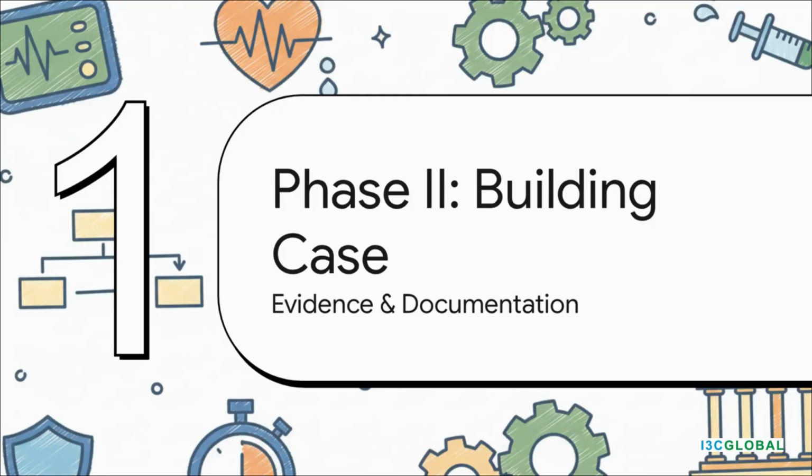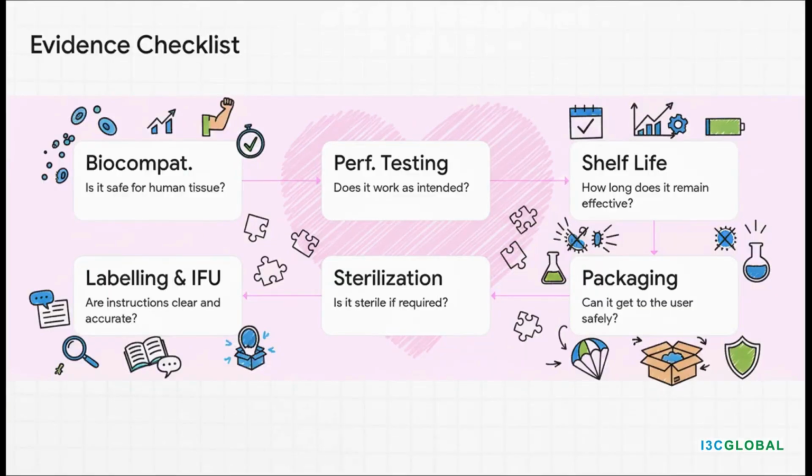All right, moving on to phase 2. So you've figured out you're on the 510(k) path. Great. Now the real work begins. This is where you've got to roll up your sleeves and build your case. You're basically a detective now, gathering all the evidence you need to prove, remember that key phrase, that your device is substantially equivalent to your predicate. So what kind of evidence are we talking about?